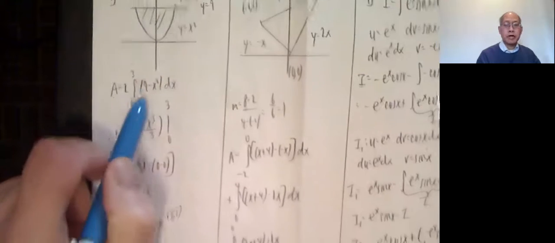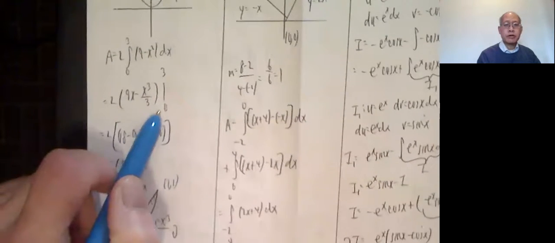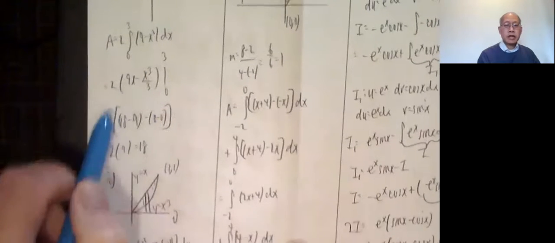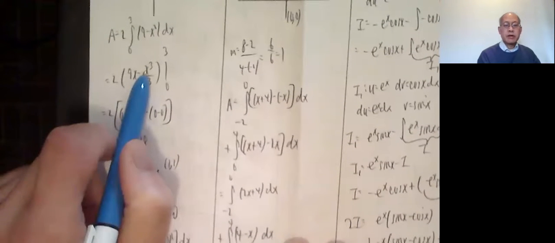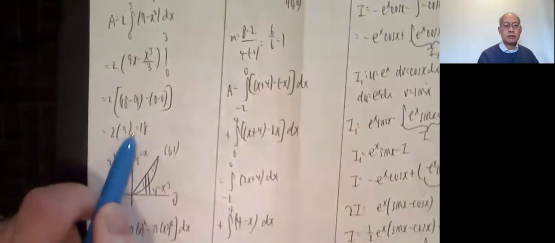Upper minus lower is 9 minus x squared. So it's 2 times 9x minus x cubed over 3. Plug in 0, you get 0. Plug in 3. 9 times 3 is 27. 3 cubed is 27, divided by 3 is 9. 27 minus 9 is 18. 2 times 9 is 18.